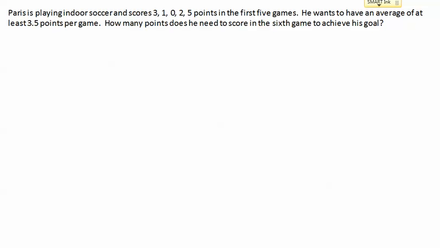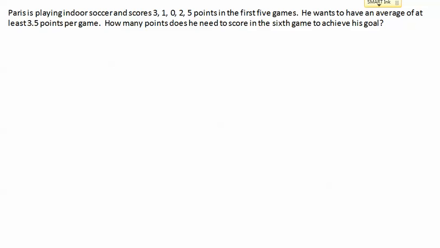So, Paris is playing indoor soccer and scores 3, 1, 0, 2, and 5 points in the first 5 games. He wants to have an average of at least 3.5 points per game. How many points does he need to score in the 6th game to achieve his goal?